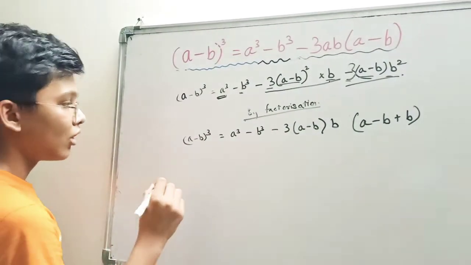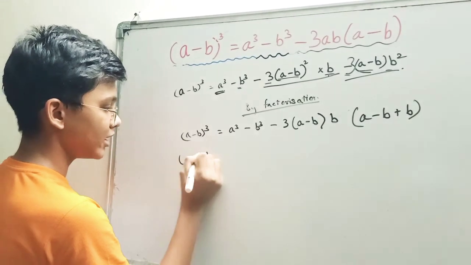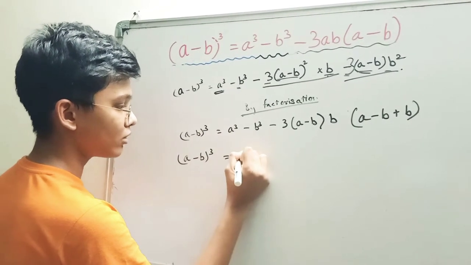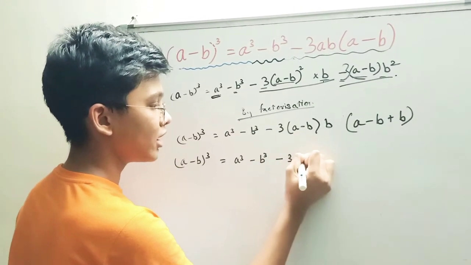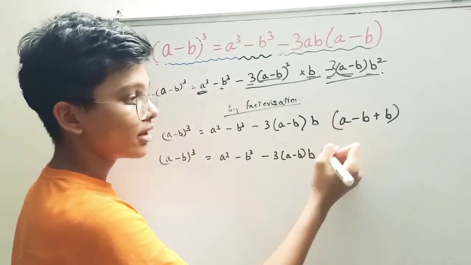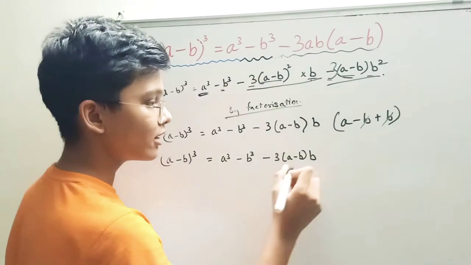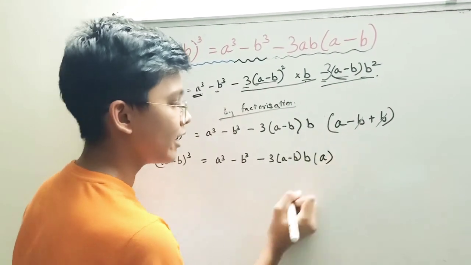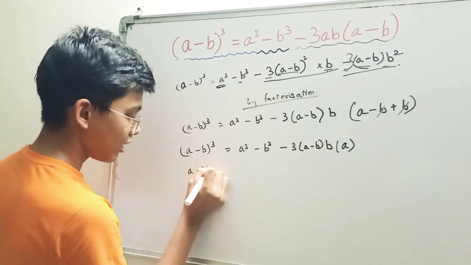So now we can further simplify it. So a minus b the whole cube equals a cube minus b cube minus 3 into a minus b. Now here you can see that b and b get cancelled, because plus b and minus b get cancelled. So what is left is only a. Now you are getting to the formula closer and closer.